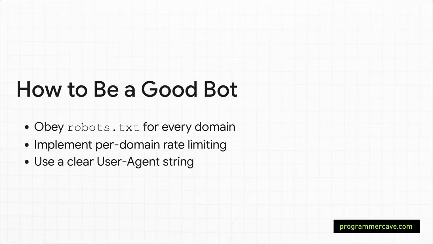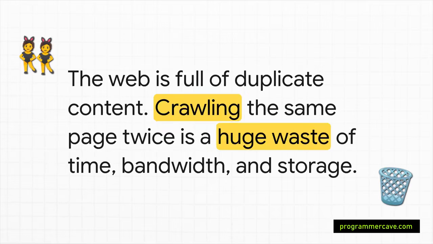Okay, on to our next huge challenge: duplicates. The web is messy. It's full of duplicate content. You have countless different URLs that all point to the exact same page. And crawling the same page twice, or 3 times, or 100 times, that is a colossal waste of resources. We're talking time, bandwidth, storage, money, all of it.